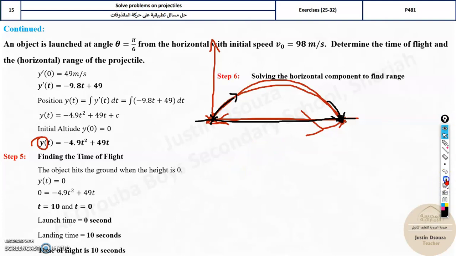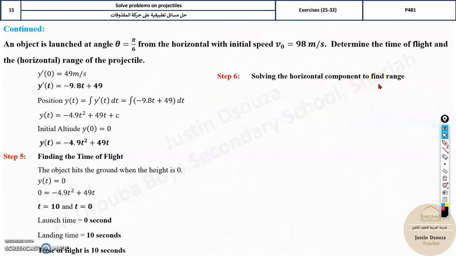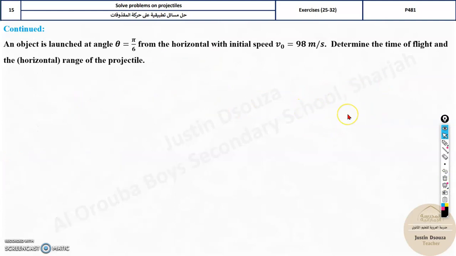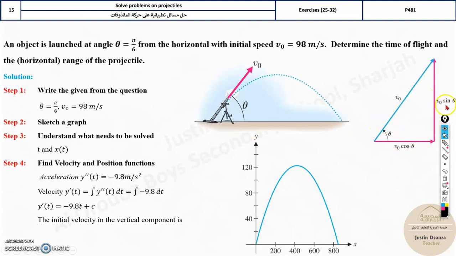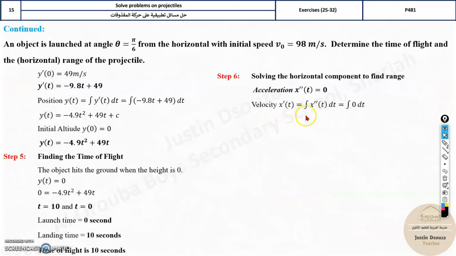Now we have to quickly solve the horizontal component. The horizontal component is not the same as the vertical component, because if we go back, V sine theta is the vertical component, whereas the horizontal component is V cos theta. Here you need to understand that the acceleration due to gravity is only for the vertical. Acceleration on the horizontal component is not mentioned, so basically it's 0. The projectile has only gravity acting on it.